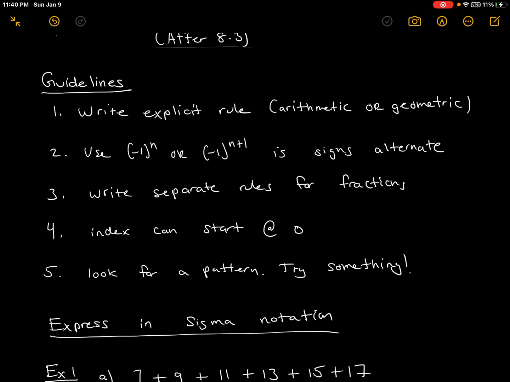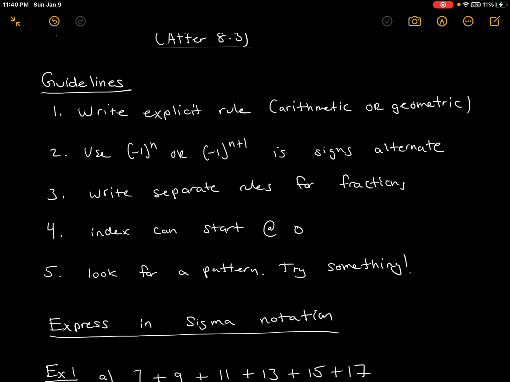Guideline number 1, write the explicit rule, okay, if it's arithmetic or geometric. In fact, I would try to follow this first, okay? So always check to see if it's arithmetic or geometric, and then if it is, just write the explicit rule. Sometimes you might have signs that alternate. In this case, you might want to use -1 to the n, -1 to the n plus 1, depending on if it's plus minus or minus plus.